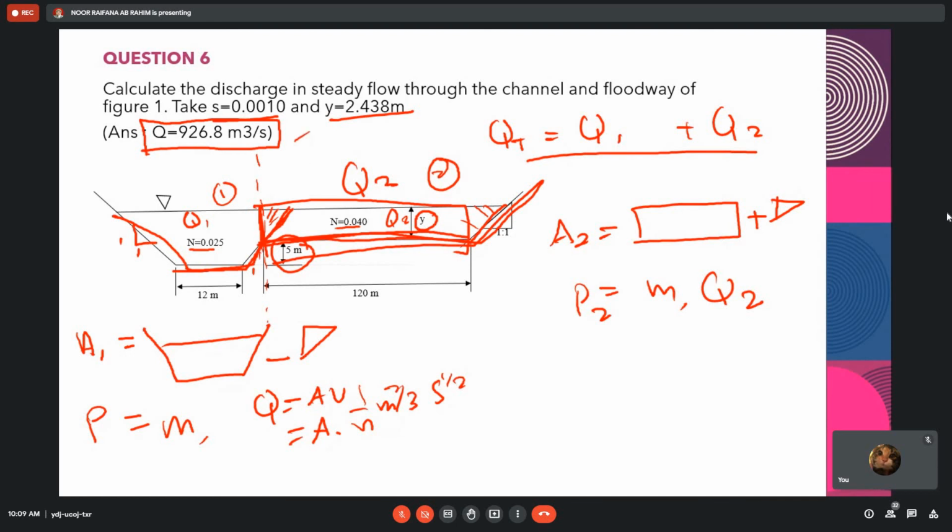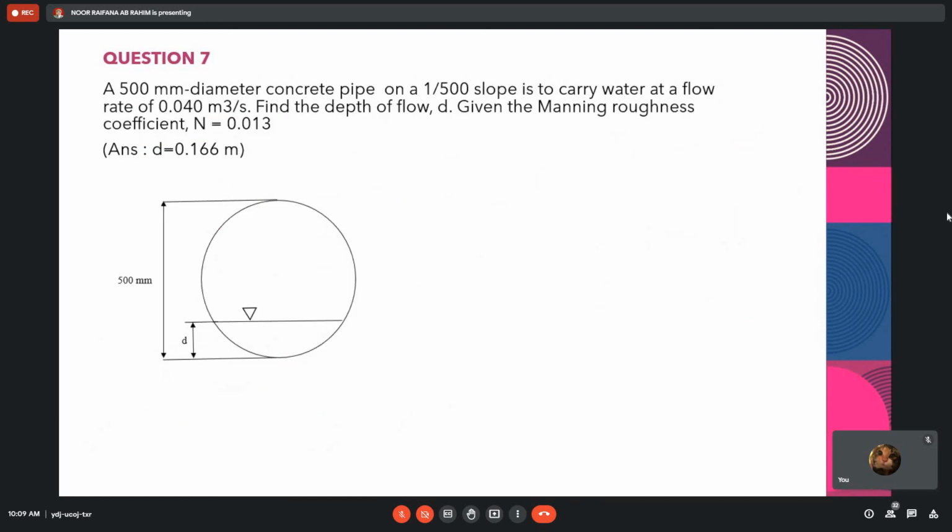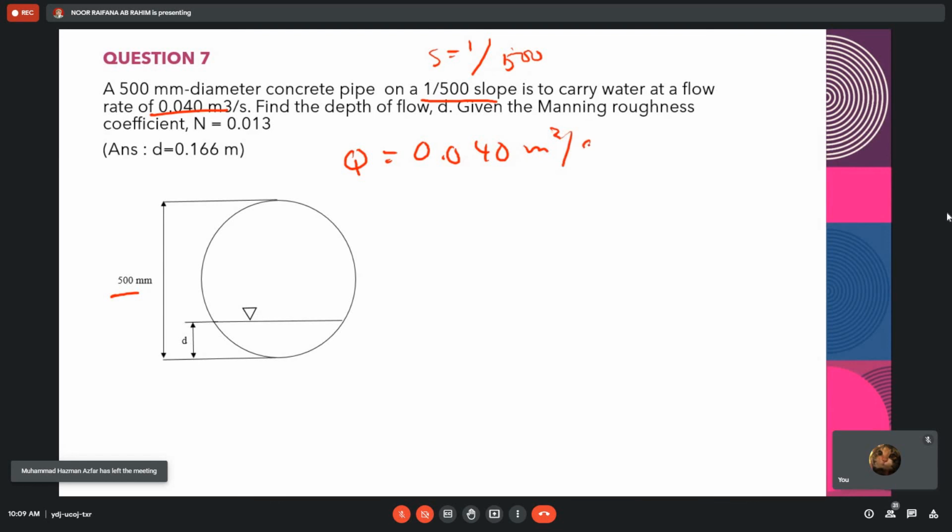Okay, last question. Dah nak habis masa saya pun. Okay, ni pun agak mencabar. Okay. 5 mm diameter concrete pipe on 1/500 slope. So slope dia adalah 1/500, is to carry water at the flow rate. So Q, this one is Q 0.040 meter cube per second. Find the depth of flow. D ni, depth of flow. Given the Manning roughness coefficient, N. So sekali lagi dia bagi N. Okay, yang mencabar je kat sini, you nak cari dia punya area.